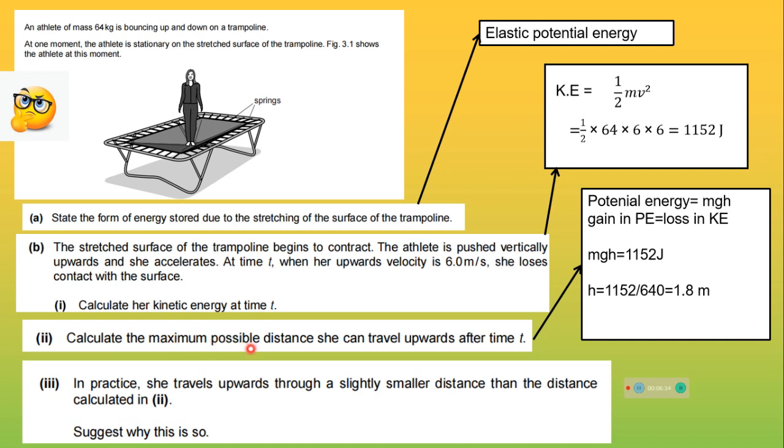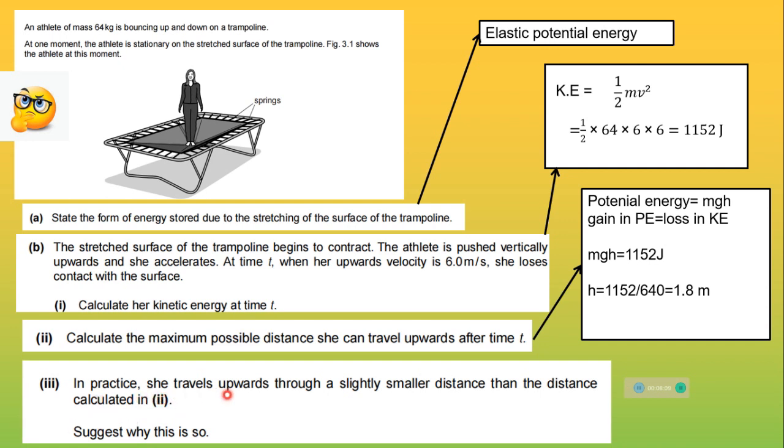Calculate the maximum possible distance she can travel upward after time t. So at maximum possible distance, the kinetic energy would be 0, and this will convert into maximum potential energy. Potential energy is mgh. So mgh is the gain in potential energy, and it will be equal to the loss in kinetic energy. So it is 1152. So we can calculate h is 1.8 meter.